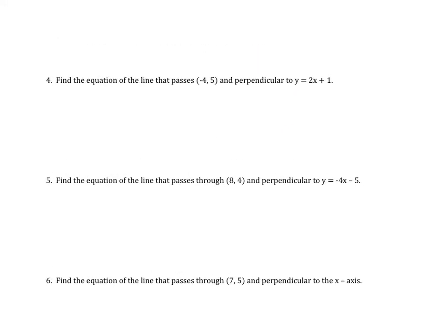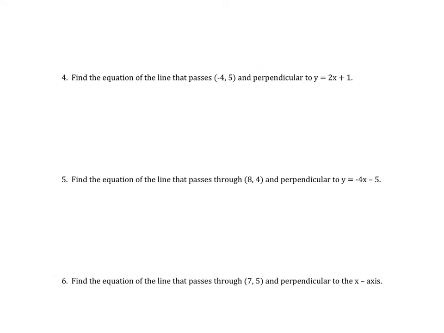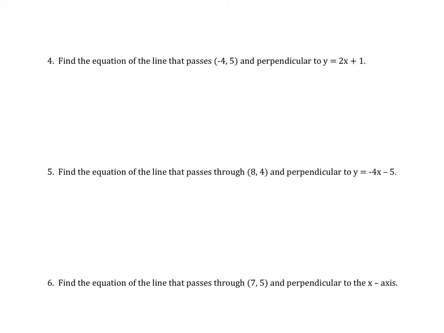All right, so now let's try some with perpendicular. This first one says, find the equation of the line that passes through (-4, 5) and is perpendicular to y equals 2x plus 1. So remember, perpendicular lines have opposite reciprocal slope. I'll do m for slope.